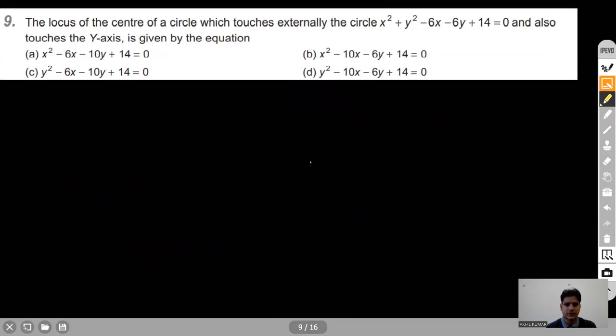Now take the next question, question number 9. The locus of the center of a circle which touches externally the circle given here, and also touches the y-axis, is given by the equation. One circle is given here, and the equation of that circle is given. We have to identify the locus of a circle which touches the given circle externally and also touches the y-axis.